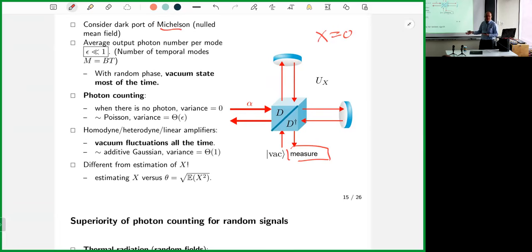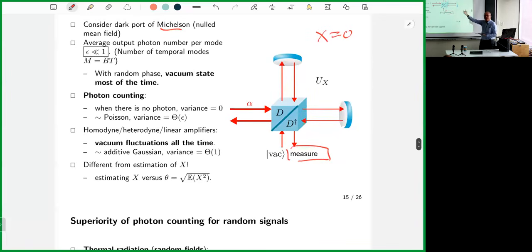Imagine that you're doing photon counting at the dark port. If everything is perfect, there's no signal. It's just dark, perfectly dark. And if you're doing photon counting, you just measure 0 photons. And remember, what is the variance of 0 photon count? It's 0, right? So perfectly quiet.